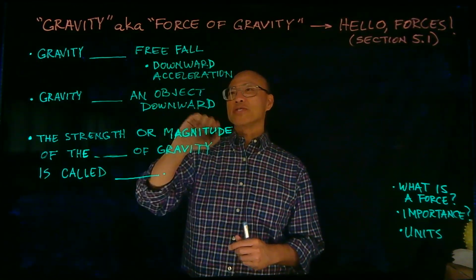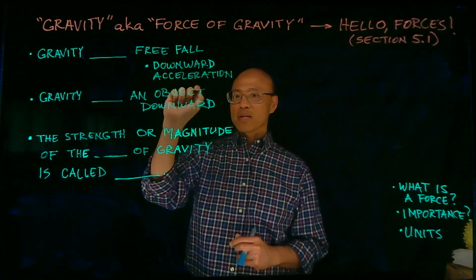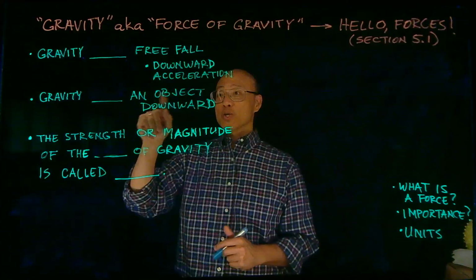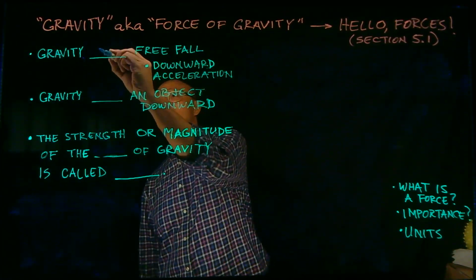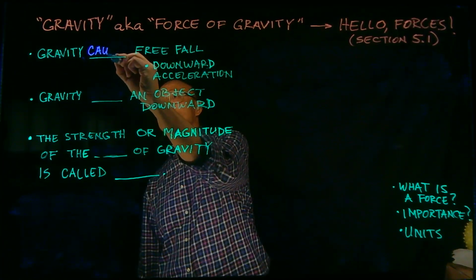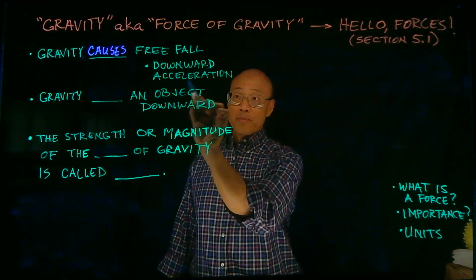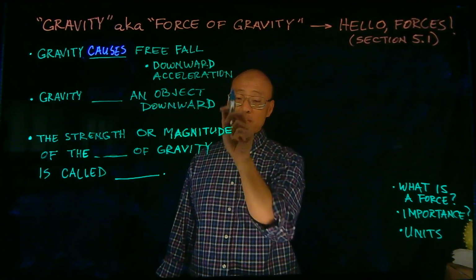Gravity does what? You just studied free fall. Does what to free fall? Just as a reminder, what's free fall? It's a downward acceleration due to this thing. So if this is due to that, then gravity causes free fall. And in free fall, the main evidence of something in free fall is that it has a downward acceleration.